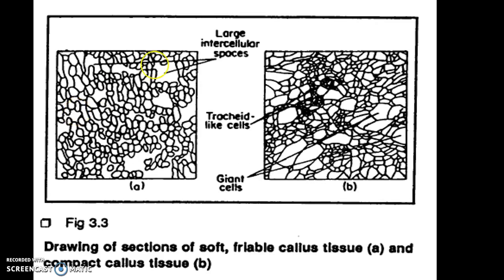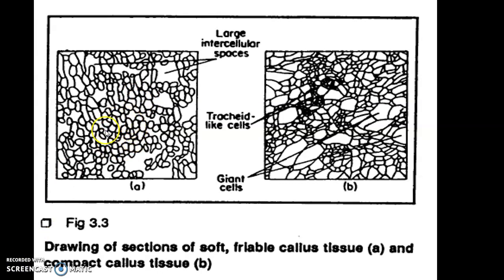So you can see in this image, this is friable callus or soft callus, and this is compact callus or hard callus. You can see the cells have an irregular shape, while those are not closely packed, and there are spaces present between these cells. You can see in this image.